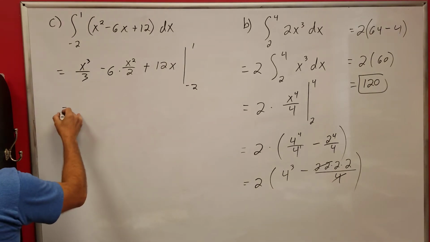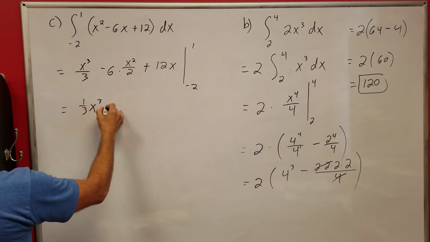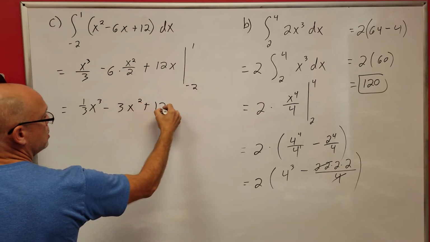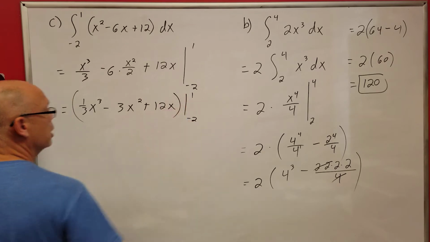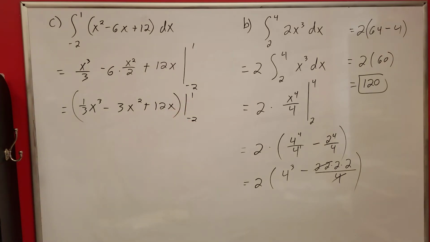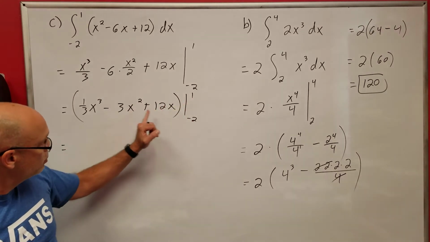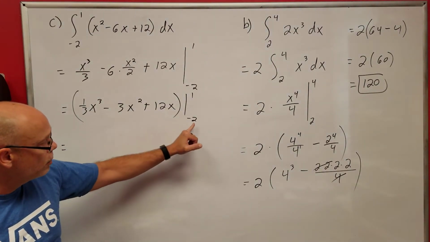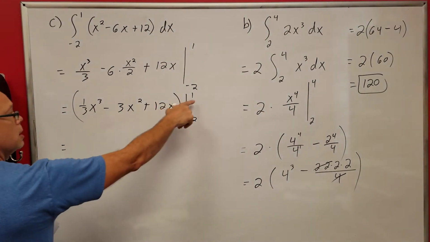All right, let me clean this up a little bit. I can say this is 1/3 x cubed minus 3x squared plus 12x, and let me run that from -2 to 1. So now, what do I do with this antiderivative? I evaluate it at 1, so I plug in 1 here, and I subtract from it this antiderivative evaluated at -2. So let's sub in 1.